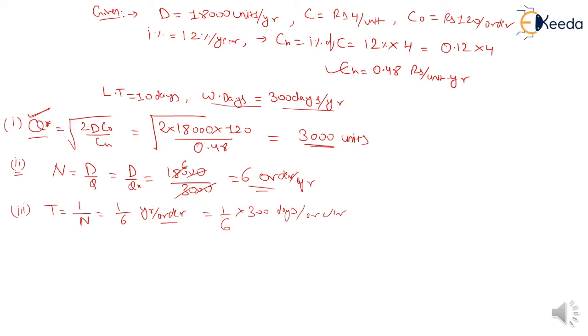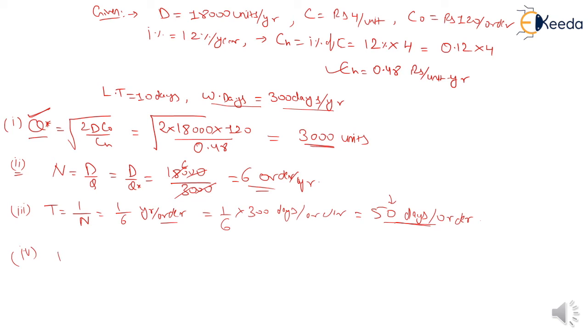Here easily we can calculate the 50 days per order is your answer. The 50 days per order is the length of one inventory cycle. Clear to all?